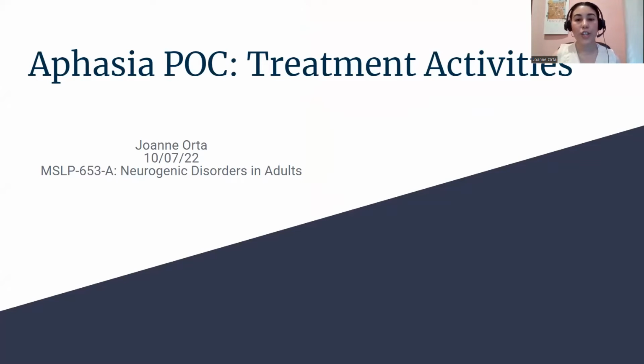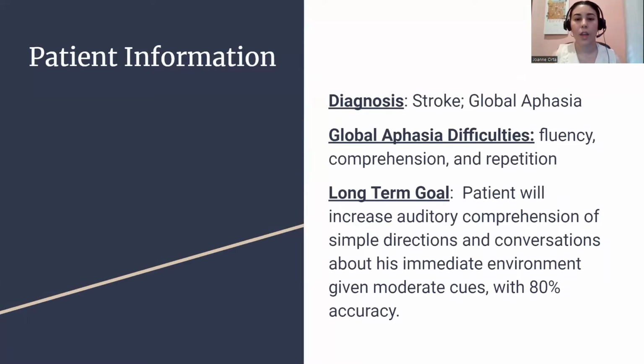Today, I'm going to be sharing two different types of treatment activities that we can use to target a receptive language goal with a patient with global aphasia. Again, this patient was diagnosed with an ischemic stroke that led to global aphasia, and some difficulties among individuals with global aphasia include difficulty with fluency, so speech production and expressive language, with comprehension, and with repetition.